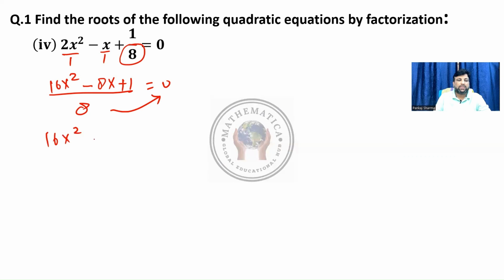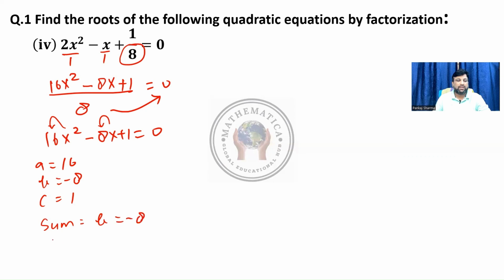So we can also write this equation as 16x square minus 8x plus 1 is equal to 0. Here everybody knows a is 16, the coefficient of x square, b is minus 8, the coefficient of x, and c is 1. So we want two numbers whose sum should be equal to b, that is minus 8, and product should be ac. A is 16 and c is 1, so 16 into 1 is 16.